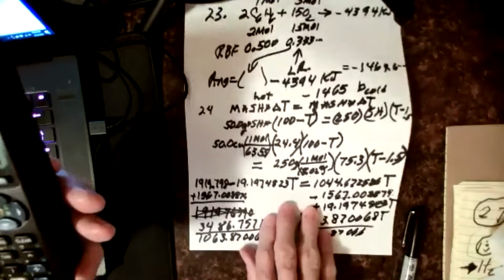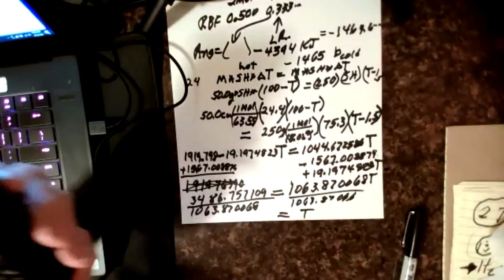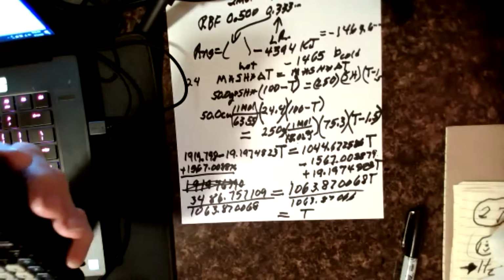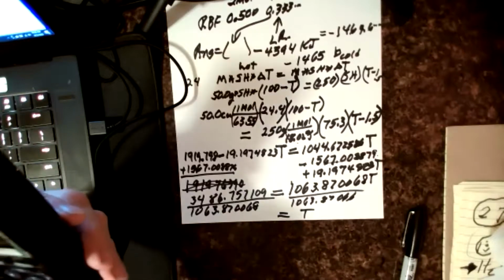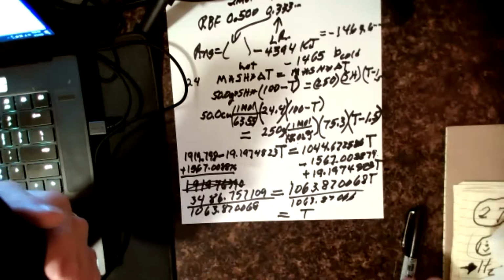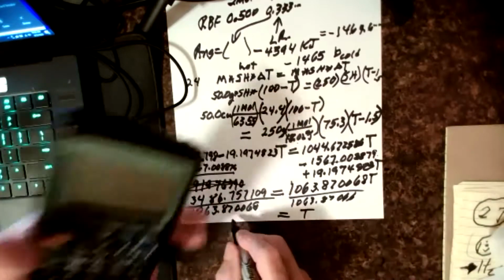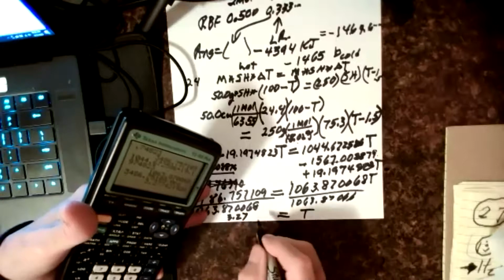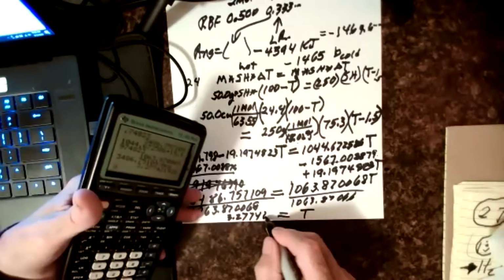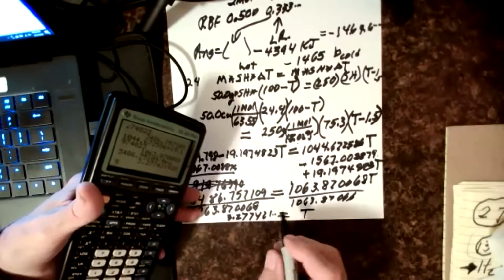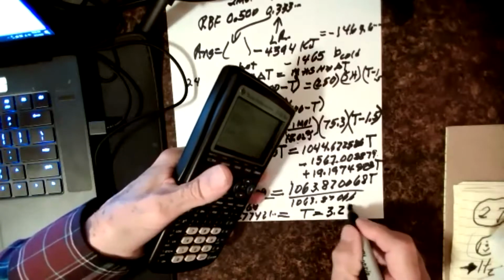So I want to take this number, 3486.75109. I want to divide it by the answer. And I'm getting T, this comes out to be 3.277421 and some more digits, but to 2 decimal places, it's 3.28.